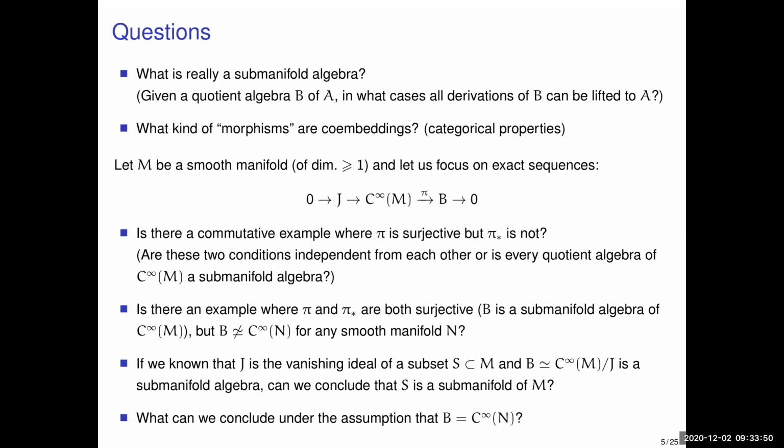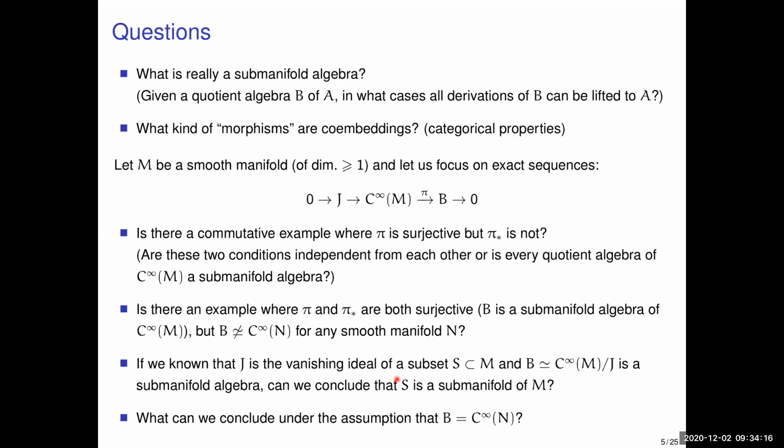And then there is one more question. I will answer this question today, but first I want to read them all. And the last question is: what if we assume that B is given by smooth functions on a second manifold? Then what can we say about this particular special case?